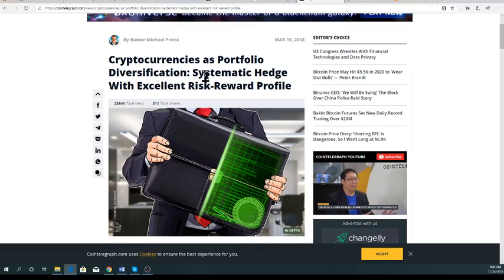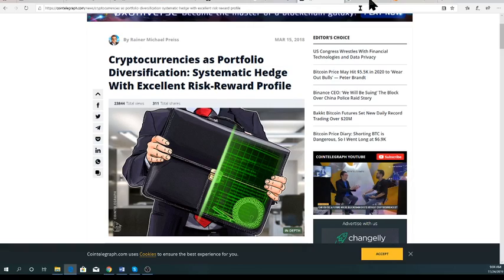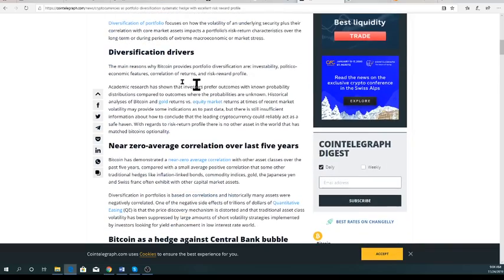Now this shows that cryptocurrencies offer portfolio diversification. Now the institutional investors or the traditional market guys are actually using crypto as a hedge. The systematic hedge with an excellent risk reward profile is better, right? The terminology used to highlight cryptocurrencies is actually good, because they are showing the diversification drivers, near zero average correlation over the last 5 years.